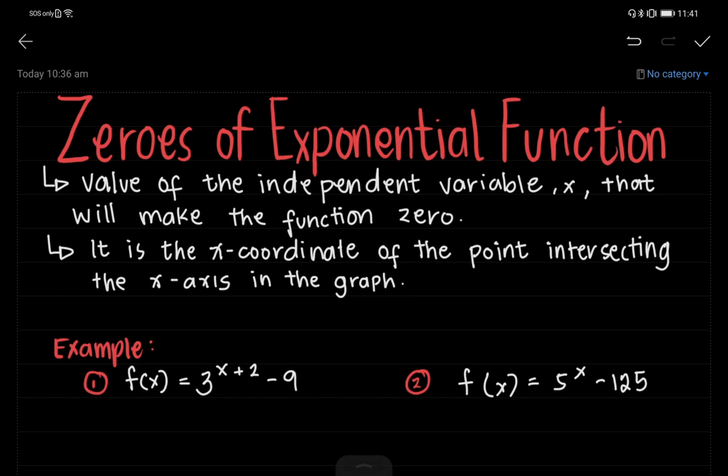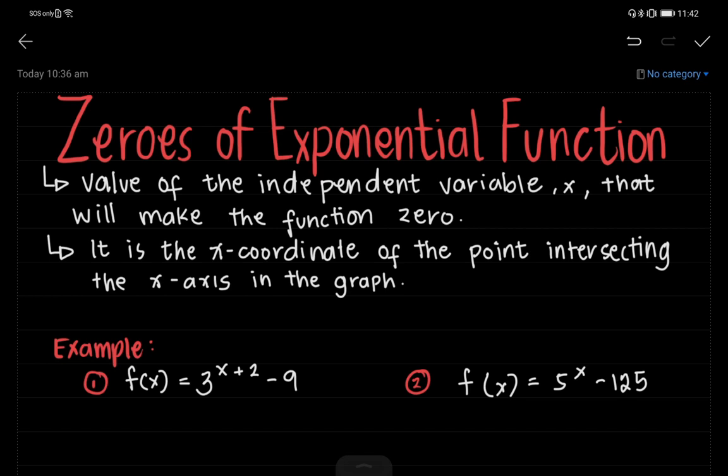Then, it is the x-coordinate of the point intersecting the x-axis in the graph. So, pag halimbawa, ginrap natin yung ating exponential function, ito yung point of intersection ng ating graph tsaka yung ating x-axis. So, kung saan siya mag-i-intersect, yun po yung ating zeros of the exponential function. So, today, we're going to find how to find the zero of the exponential function given these two functions. Easy example, which is f of x is equal to 3 raised to x plus 2 minus 9, and f of x is equal to 5 raised to x minus 125.